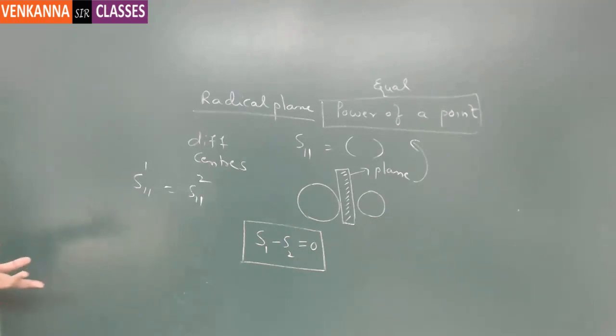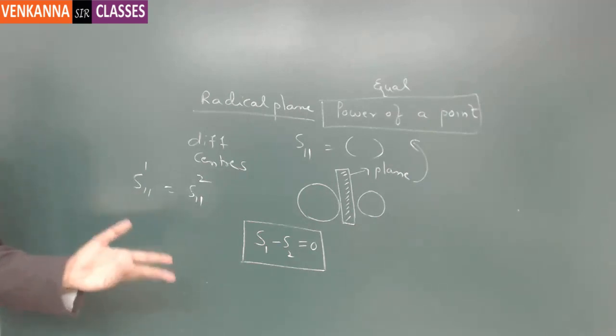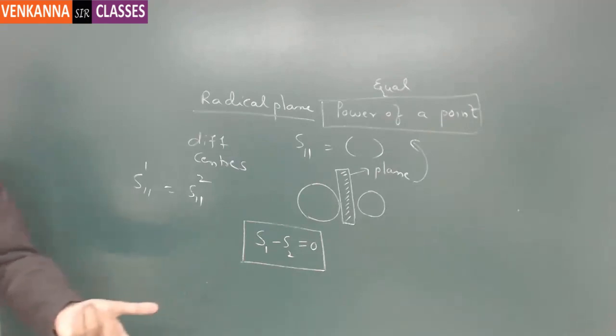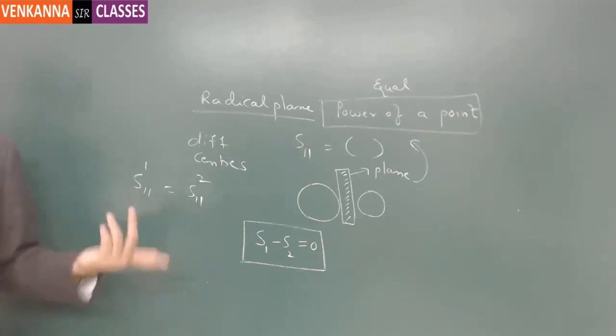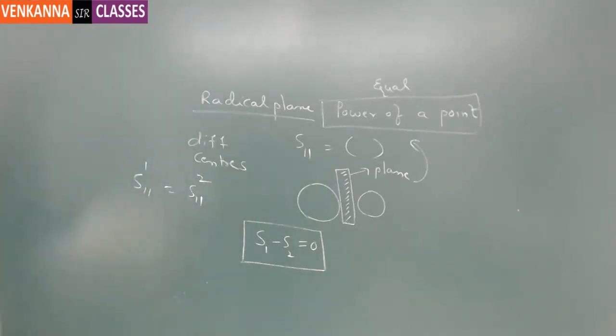You can take anything. The resultant is nothing but a plane because the x square, y square, z square terms get cancelled. You will get an equation in x, y, z, so it is obviously a plane. That plane is nothing but the radical plane. So in order to calculate the radical plane, we need to subtract the two sphere equations. That's all. Fine? Are you clear with this? If you are clear, then I take the other point.